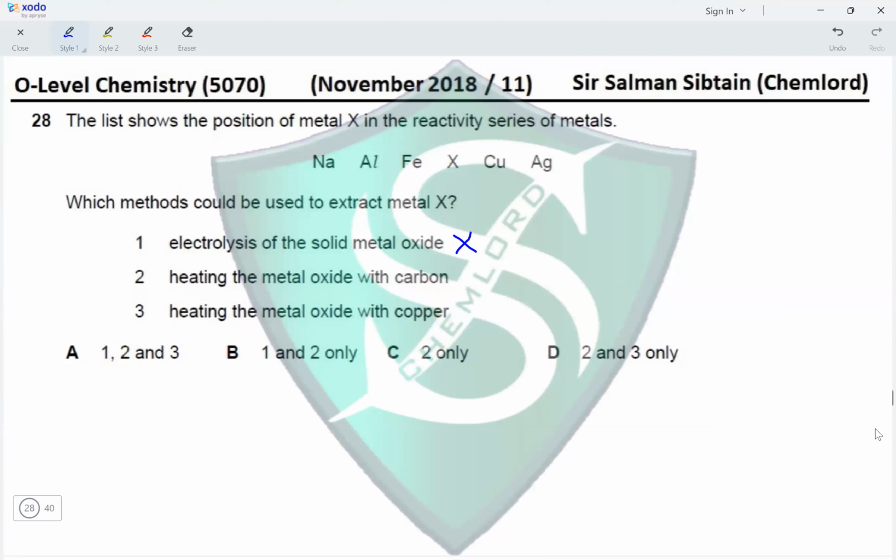Heating the metal oxide with carbon, this is true for iron and the metals below iron. So X is below iron, so this is correct. Heating the metal oxide with copper. If we heat the metal oxide with copper, that means copper has to be more reactive than metal X, whereas copper is less reactive. So this reaction will not happen. So this is incorrect as well. So only method 2 is correct, making option C the correct option for this question.